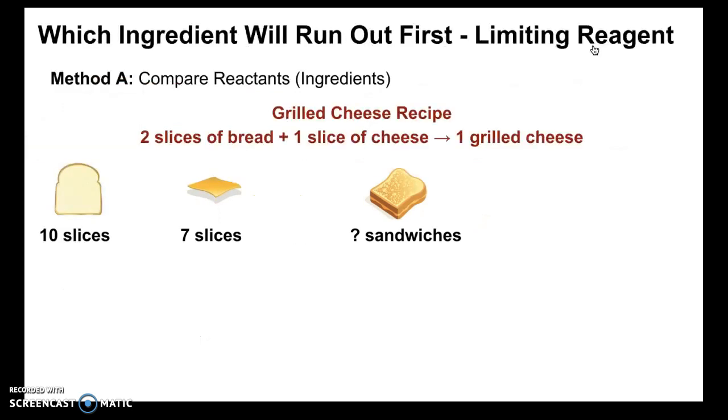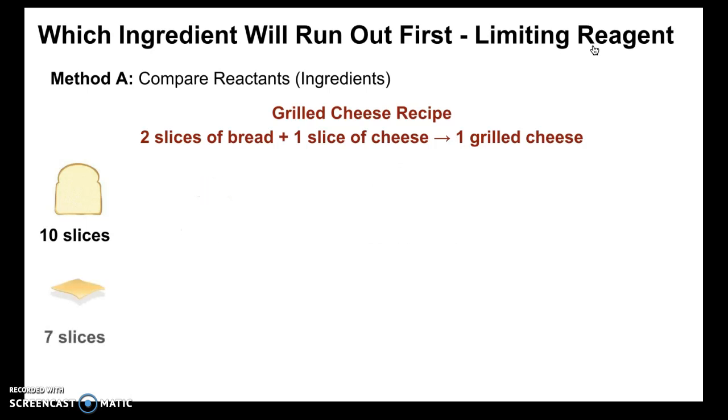All right, so let's tackle that first question. Which ingredient will run out first? The limiting reactant or reagent question. There are 2 methods to doing this. The first method, method A, is when you're comparing the reactants together. So for this, we don't really need to look at the products anymore. We just want to focus on the reactant side. And we have 2 reactants here, bread and cheese.